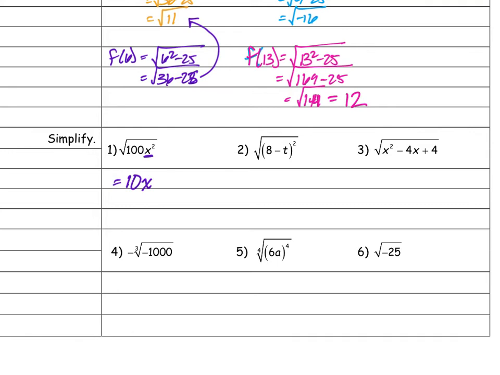So the square root of 8 minus t squared, I have 8 minus t in there 2 times. So the square root of 8 minus t squared is just 8 minus t. Done. So this next one, I may have to factor first just to see if it's a square. So I'm going to factor it. What multiplies to be 4 and adds to be negative 4? Negative 2 and negative 2, is that right? Yeah. So that would be x minus 2 squared. So now I have a square again, and the square and the square root cancel out, so I get x minus 2. Are there any questions so far?